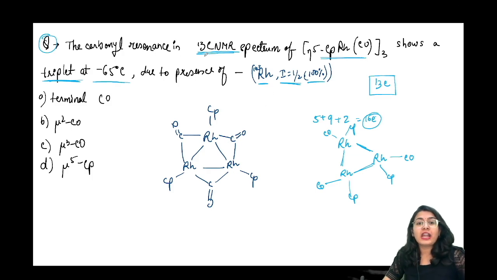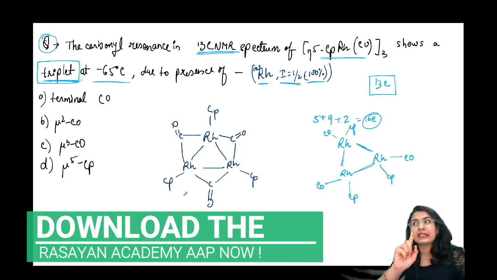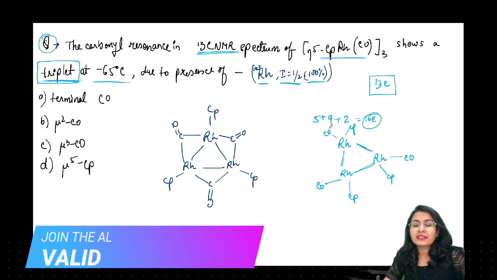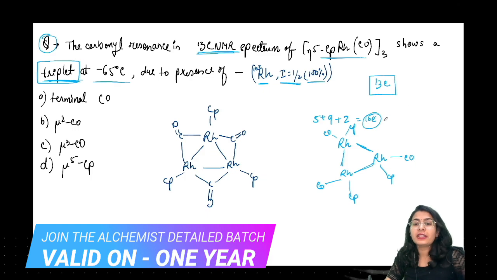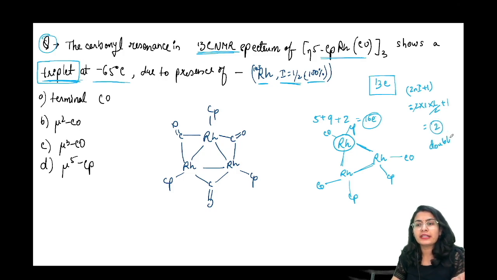देखो. So carbonyl resonance shows a triplet. So let's see, if I say that the carbonyl is terminal, then what will happen? This carbonyl carbon is going to be affected by the nuclear spin of this rhodium, because this is directly connected. It is going to split it. कैसे split करेगा? 2nI plus 1 rule से split करेगा. So 2 into n is basically 1 rhodium it is connected to. The value is half plus 1. So this is what? 1 plus 1, 2, it is going to only be a doublet. अगर ये structure सही होता, if this was the correct structure, then the signal should have been a doublet.